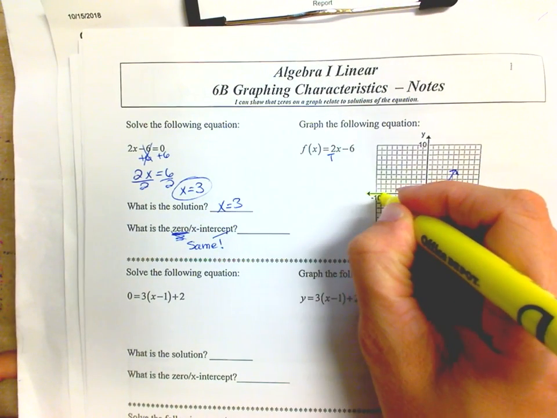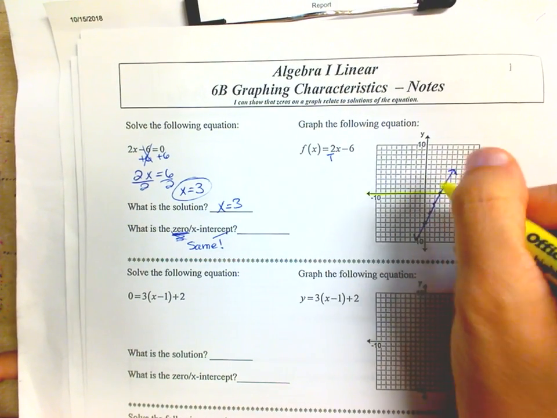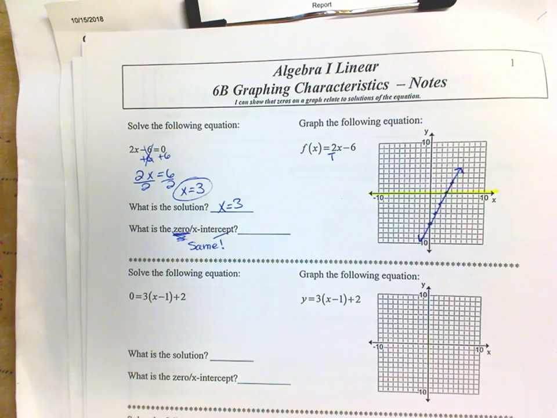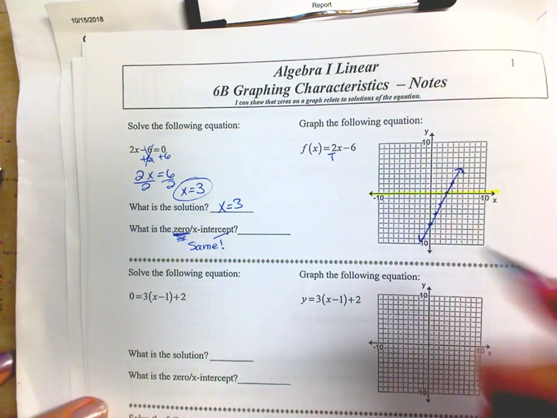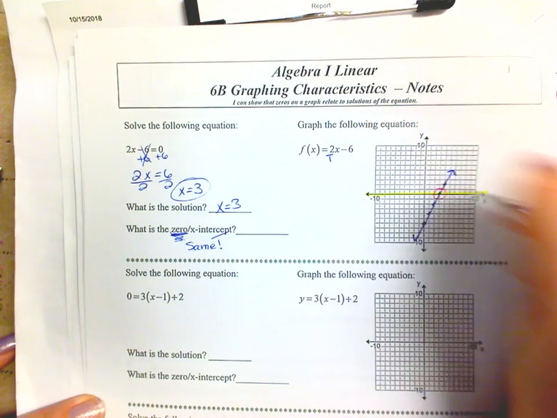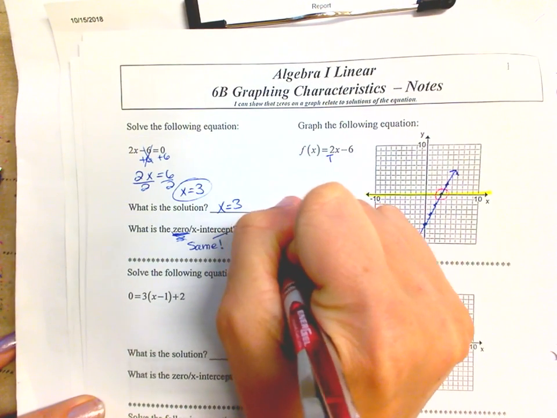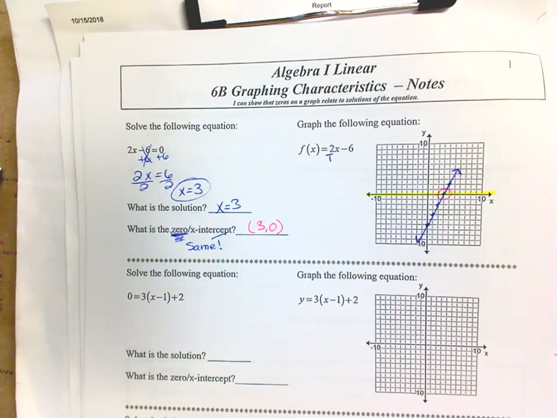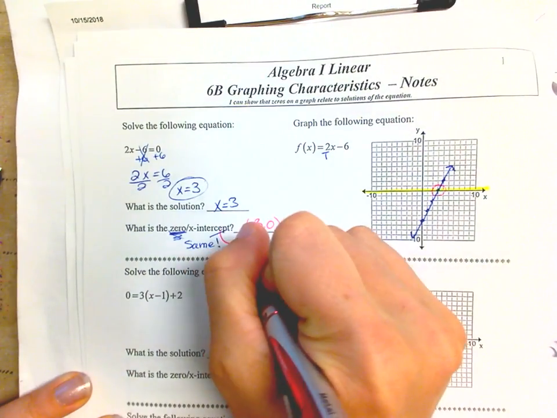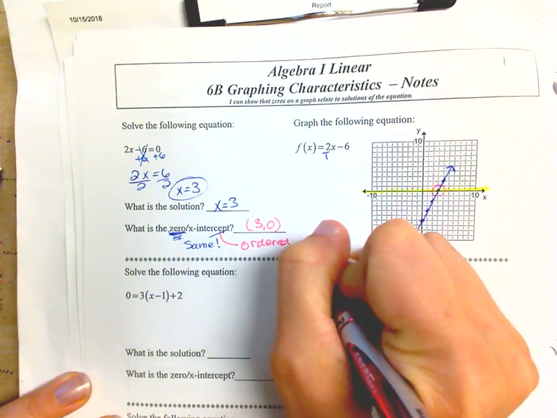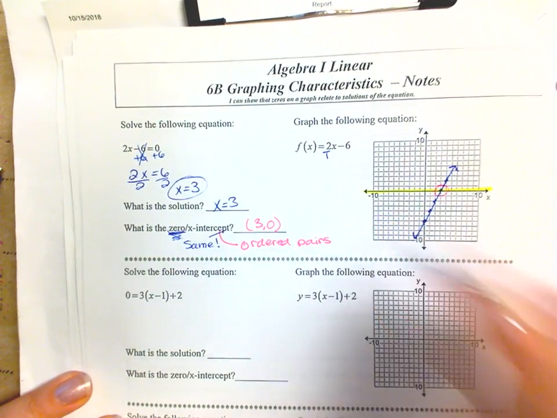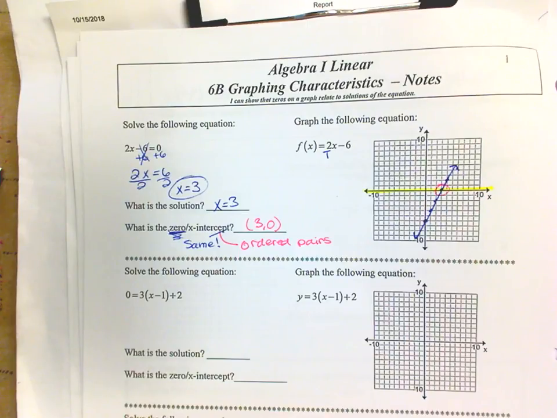So this is your x-axis. It crosses right there. And that point is (3, 0). Please make sure you're writing your intercepts and your zeros as ordered pairs. They are points, and points are ordered pairs. You need both vertical and horizontal location.